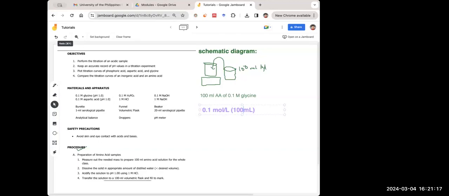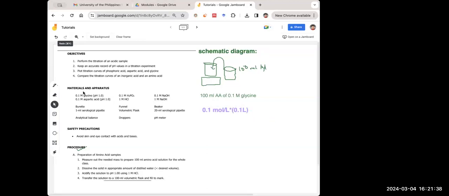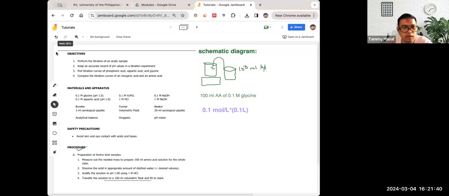No, we have to multiply it by 0.1 liter. Kasi di ba, from 100 ml to liter, you just have to multiply it by 10 raised to negative 3. Correct? That's why you have liter. So later you'll see why.